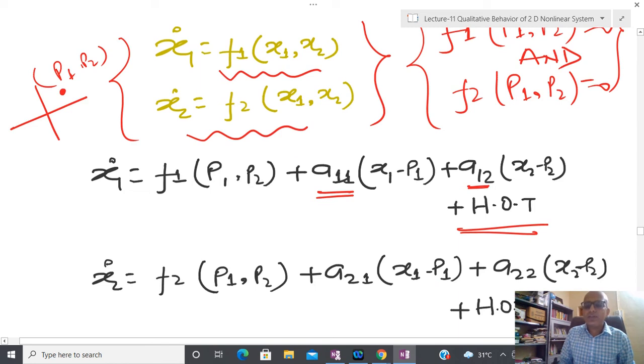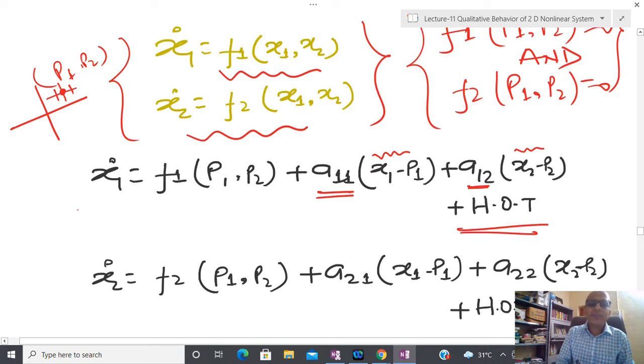You try to see here that if you are very close to the equilibrium point, then what happens is that x minus p1 is very small. So this quantity is very small, and obviously this quantity is also small. So if you consider the higher order terms, meaning x1 minus p1 squared.